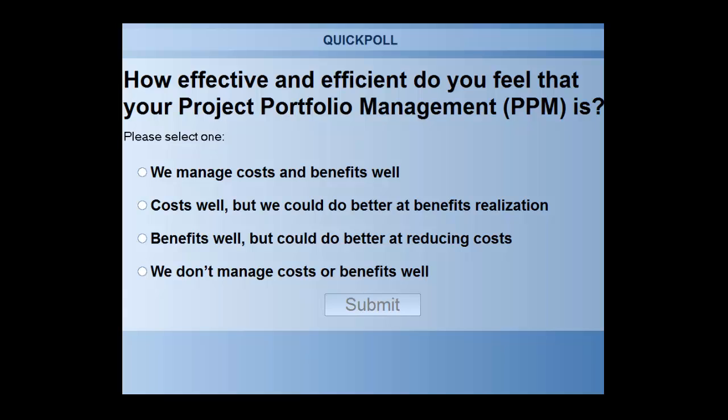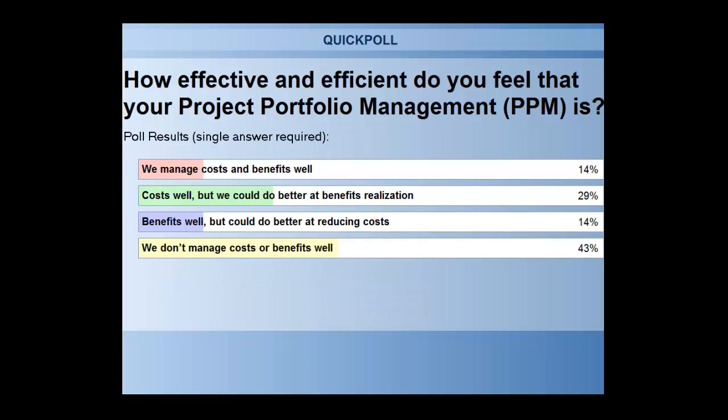Looks like it's stable, so let me just close that. And what we're seeing is, well, a small number of people said that they feel they manage costs and benefits well, and about the same number said that the benefits are managed well, but they could do a little bit better at the cost side. But then the second most popular answer, organizations felt that they manage costs well, but maybe not doing as well at benefits realization, which was your point, John.